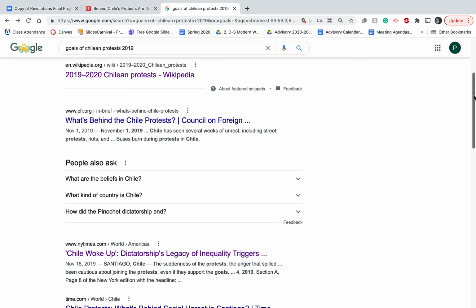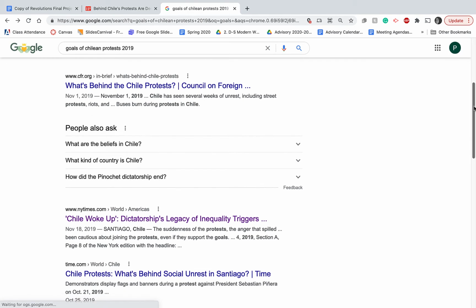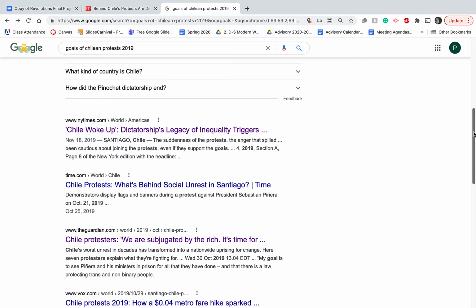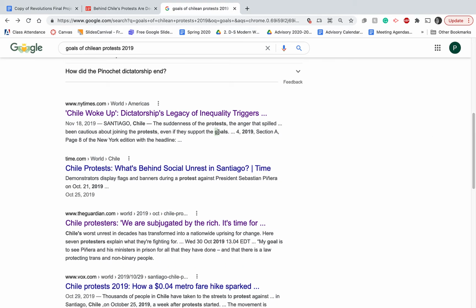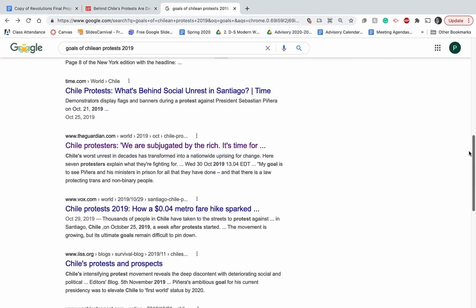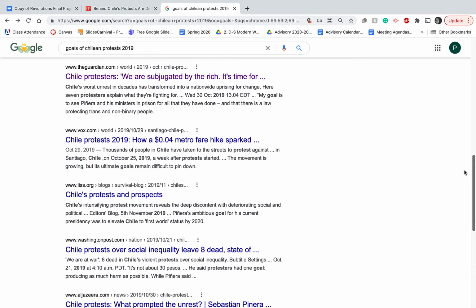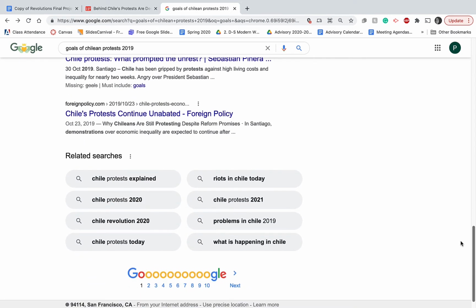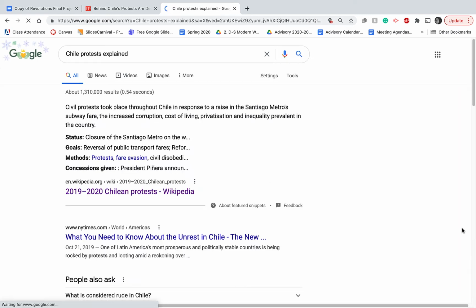What's behind the Chile protests? Okay, maybe. Let's see what else. I'm going to look for where I can find something that says goals. Okay, so the New York Times said goals, so we know that's an option. Let's keep scrolling. Let's maybe go to Chile protest explained. Let's see if that has anything.